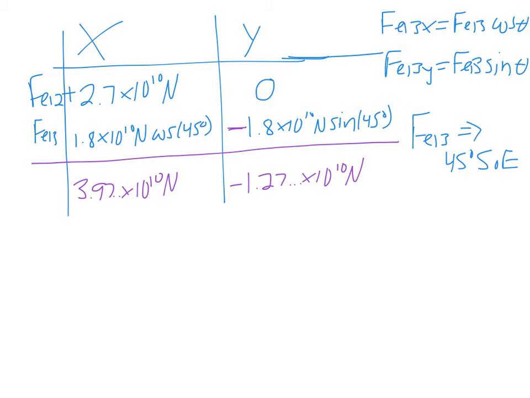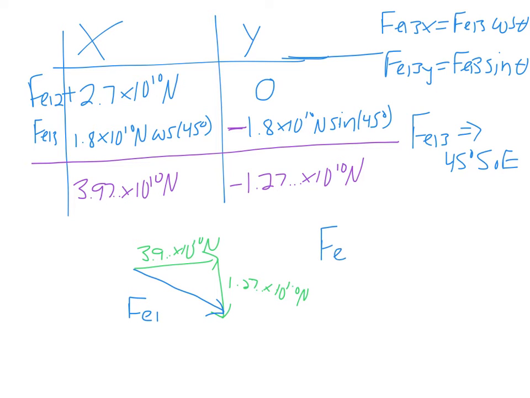Now we need to do the trig. X component is positive, Y component is negative. So this is the 3.9 times 10 to the 10th newtons. This is the 1.27 times 10 to the 10th newtons. My resultant force, right here, this would be the total net force on 1. So just doing Pythagorean theorem, x squared plus y squared, square root of those, we get Fe1 equaling 4.17, keeps on going, times 10 to the 10th newtons.